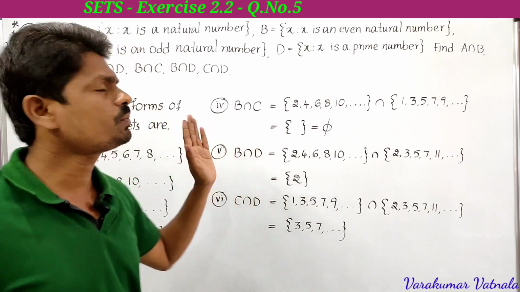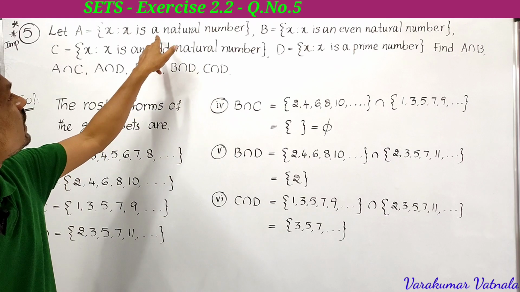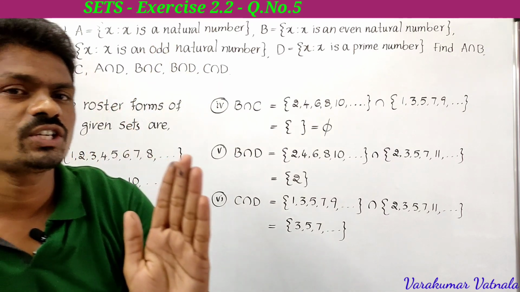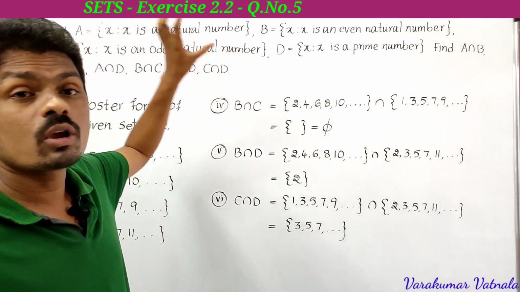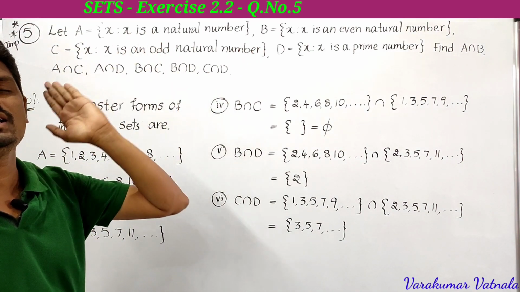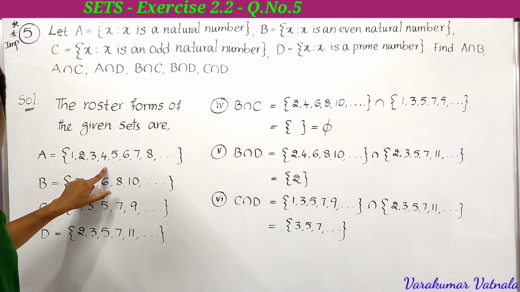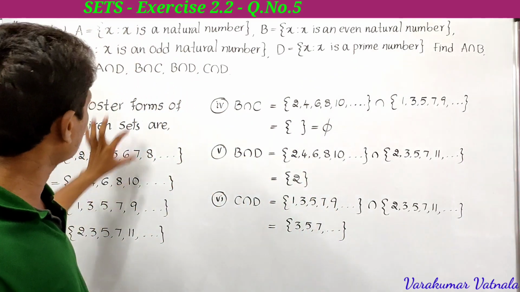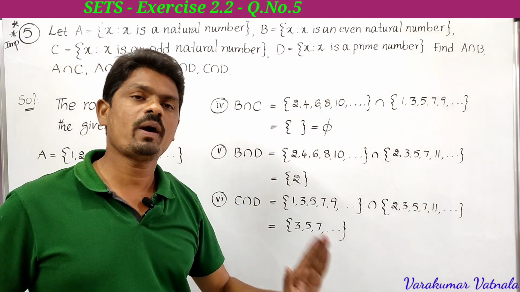So this is the fifth problem. You have to focus and concentrate on these: these are the set builder forms, these are the roster forms. Conversion is very, very important, students. Just concentrate on how we can write the roster form of the given set builder form. That is very, very important. If you write the roster forms correctly, you can do these things very easily. This is the fifth problem in exercise 2.2.